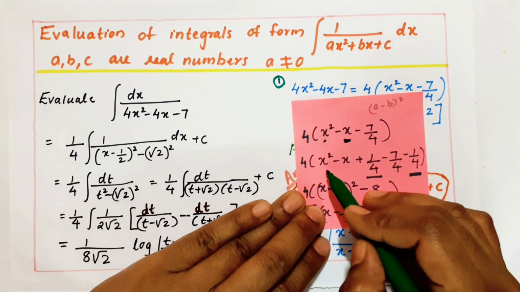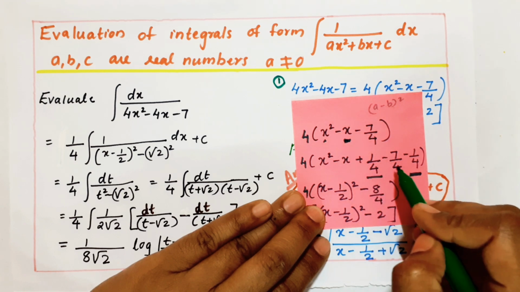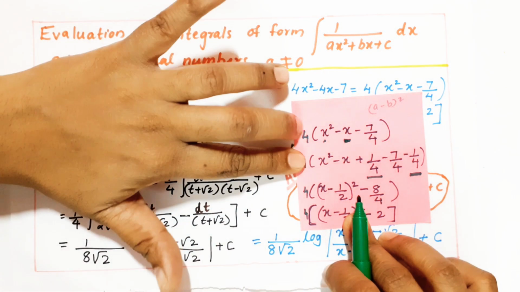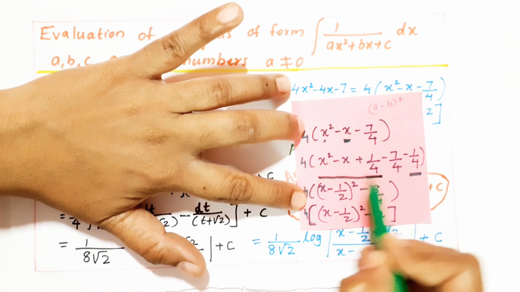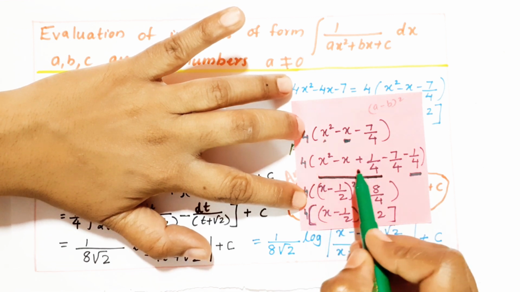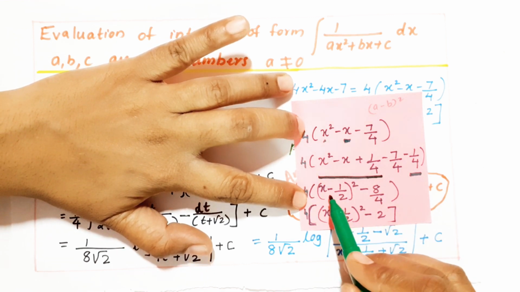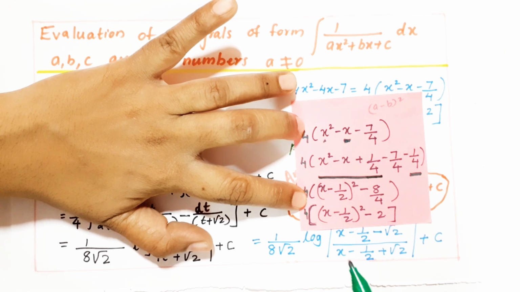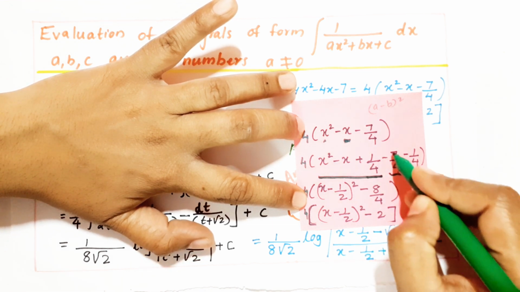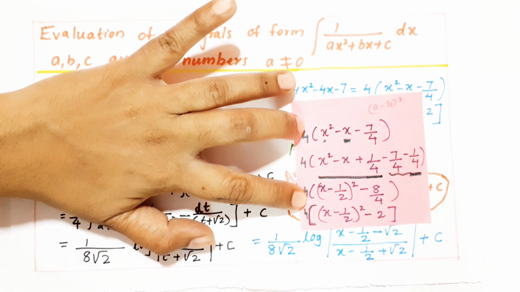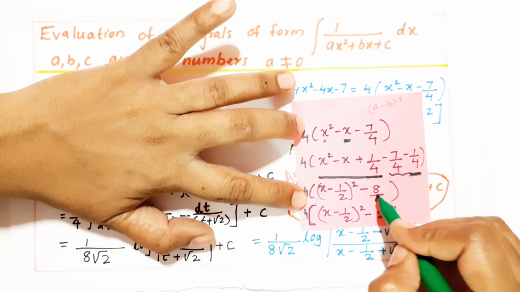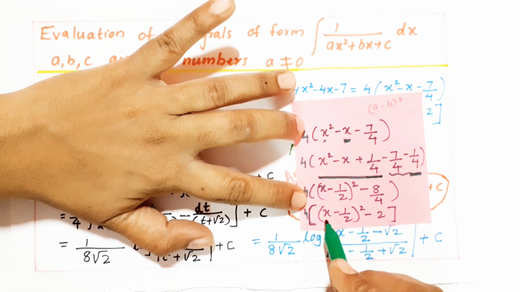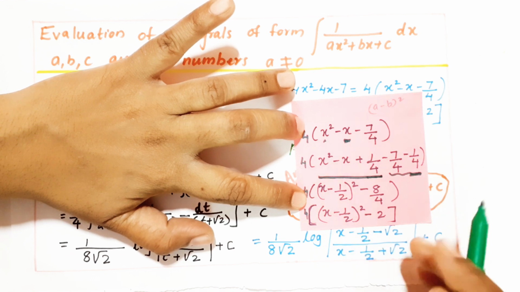So we can write x square minus x plus 1 by 4 minus 7 by 4 minus 1 by 4. Now the next step: if you check, the first 3 terms, x square minus x plus 1 by 4, I can write as x minus 1 by 2 the whole square. If you take these two terms, minus 7 by 4 minus 1 by 4, we can write here minus 8 by 4. What is 8 by 4? 2. So I can write this term as x minus 1 by 2 the whole square minus 2.